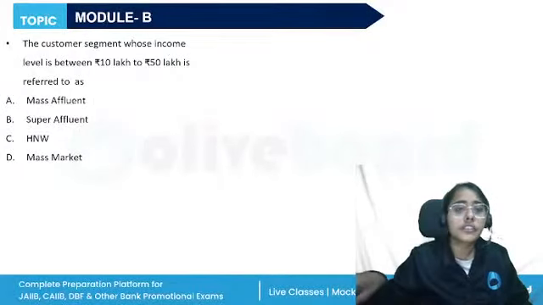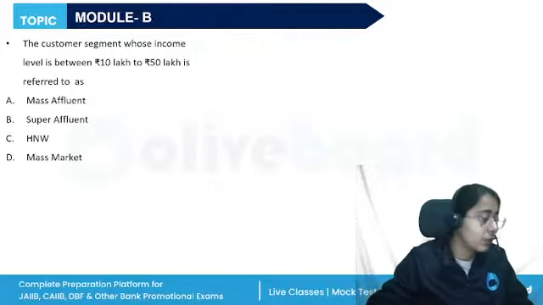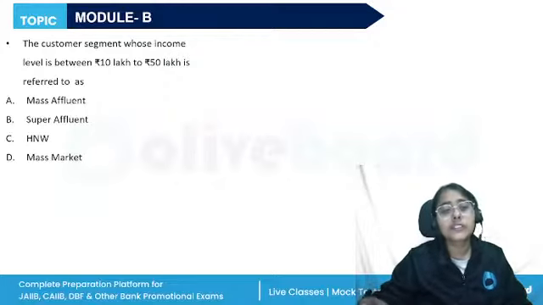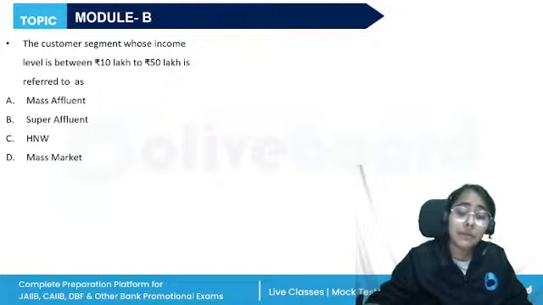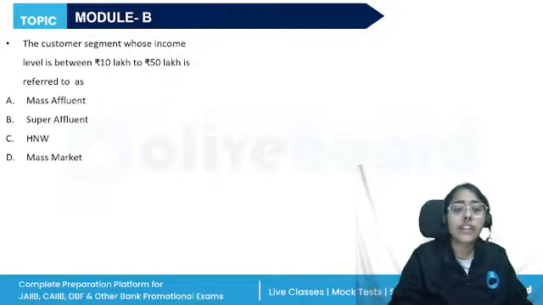All right, so the first question, if we talk about module B, it is the most important module of our RBWM paper, and it has the highest priority as well as the maximum chapters in this unit, ranging from the customer requirements to the product development process, credit scoring, retail liability, retail asset products. All of these chapters are very important from the exam point of view. So let us answer the first question.